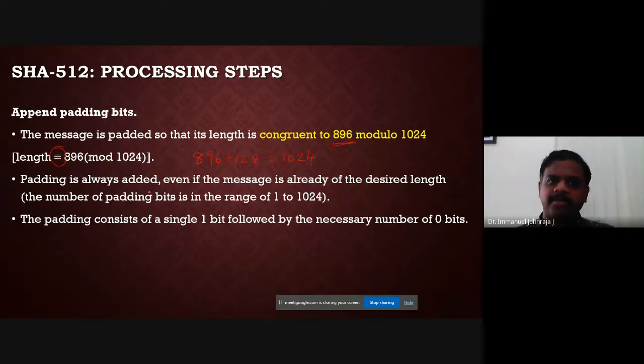Please remember, padding is always done even if your original message is already of the required size, that is congruent to 896 modulus 1024. Hence the padding will always range from 1 to 1024 bits. It cannot be 0. Minimum 1 bit will be added, maximum 1024 bits will be added. 1024 is applicable when the original message is already of the required length. What is that padding? Padding is a 1 followed by the required number of zeros. If it is 1024, it is 1 followed by 1023 zeros.